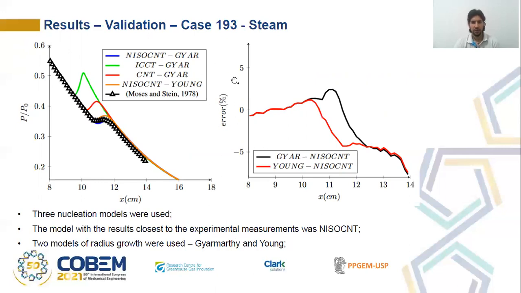After carrying out the simulations, we compared with the experimental results, which are represented here by the black triangles. We also calculated the error between the numerical model and the experimental data. As you can see in the right graph, the two models, the non-isothermal classical nucleation theory with the Gyarmathy radius growth model, and the non-isothermal classical nucleation theory with the Young radius growth model, both have good agreement with the experimental data available.